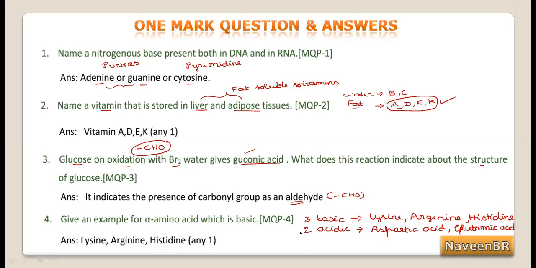What I'm going to discuss additionally will help you to remember for 1 mark point of view topics. Now the correct answer is, from the 3 basic, anyone can be written. Similarly, among the known 20 amino acids, 3 are basic, so the remaining are acidic amino acids. And acidic amino acids are aspartic acid and glutamic acid. We'll move with the next question.